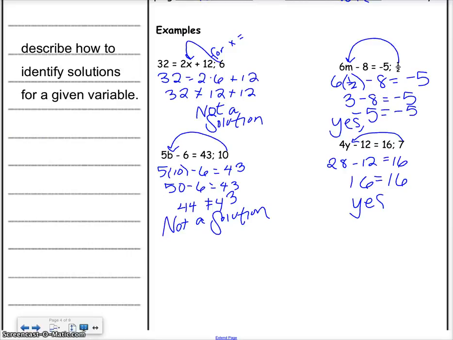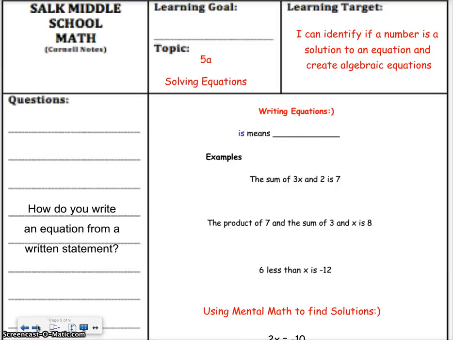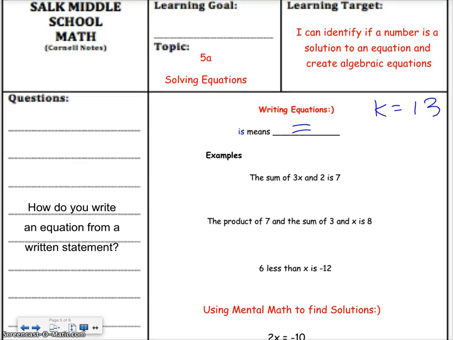The next thing is writing an equation given a word phrase. So you need to know that is means equals. Like my kid is 13. That means kid equals 13. Okay? So is is for sure equals.